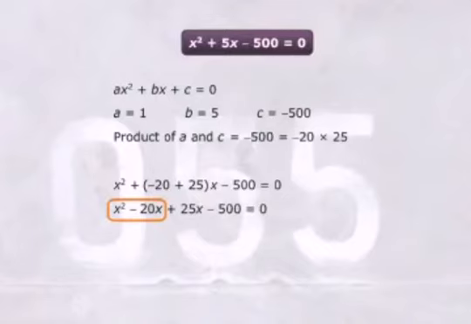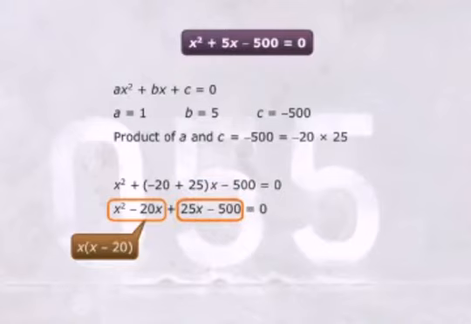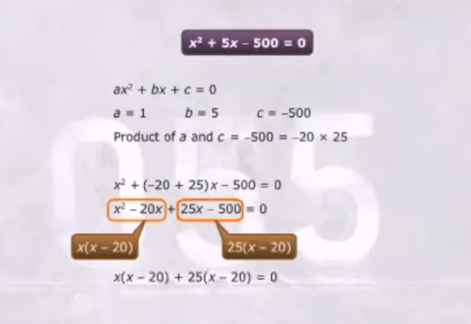Look at the first two terms. Let me take x common. So I get x into x minus 20. Now look at the last two terms. Let me take 25 common. So I get 25 into x minus 20. The expression with us is x into x minus 20 plus 25 into x minus 20 equals 0.